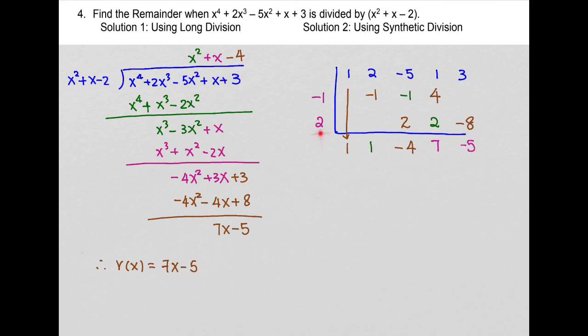Since there are 2 terms for the divisor, that means there are 2 terms for the remainder. So therefore, our remainder will be constant term, x term. So we write 7x minus 5. And the first three numbers is our quotient. So constant term, x squared term. So our quotient will be x squared plus x minus 4.